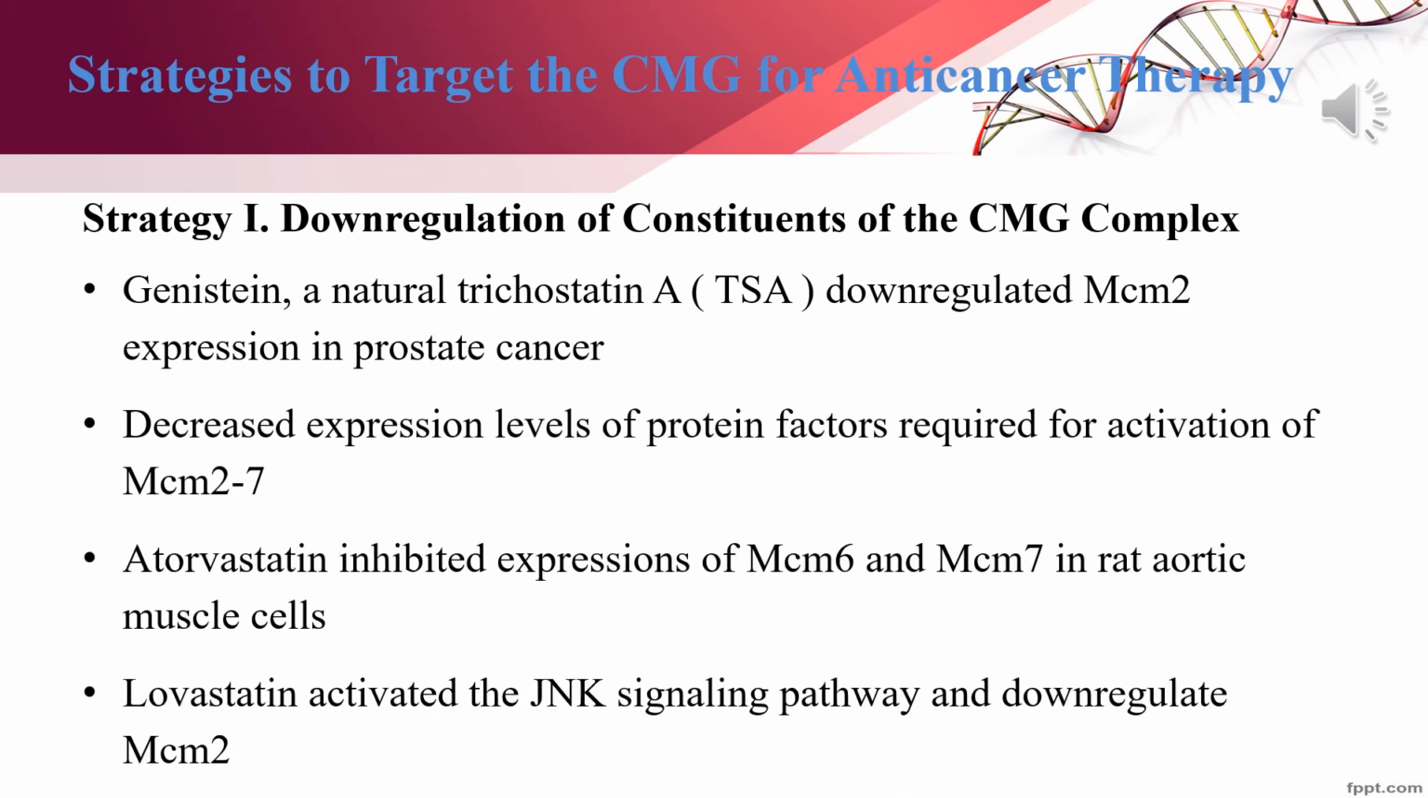Let's go into the first strategy, which is the downregulation of constituents of the CMG complex. Genistein, a natural non-toxic isoflavone, and trichostatin A, also known as TSA, are found to downregulate MCM2 expression in prostate cancer as inhibitors of classical histone deacetylase, or HDAC. Besides, higher protein expression factor levels are necessary for loading and MCM2's activation. Treatment with a GNK inhibitor restored the TSA-mediated decrease of MCM2, which indicates that MCM2 is downregulated by the GNK signaling pathway.